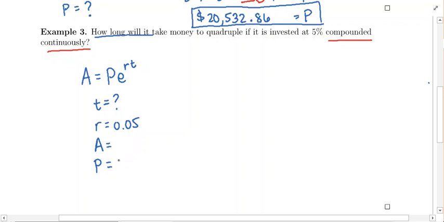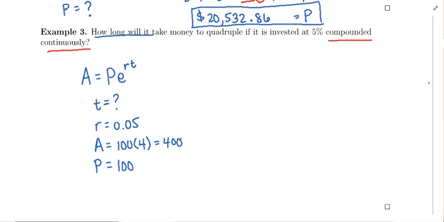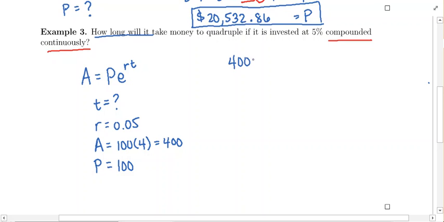So I usually keep it simple. I just say, I'm going to invest this one lump sum of $100, and then I want my account balance to have the money quadrupled. So you would multiply by 4. That means you would have a future value of $400. So that's all you have to do when you encounter a situation like that. All right, so we're going to plug all of this into the PERT formula. So you're going to get 400 is equal to 100 times E raised to the 0.05 times T.